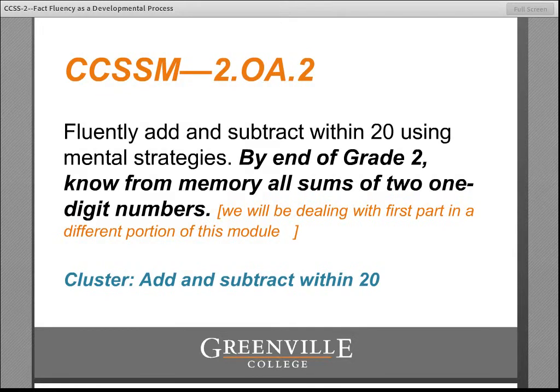The Common Core authors also clarify that by the end of grade 2, they should know all of their addition facts, all sums of two one-digit numbers. And so we're going to explore next what the authors mean by some of the language that's embedded in here. What do they mean by fluency? What kind of mental strategies are they referring to? And what do they mean even by know from memory, because there's more than one way to learn from memory.